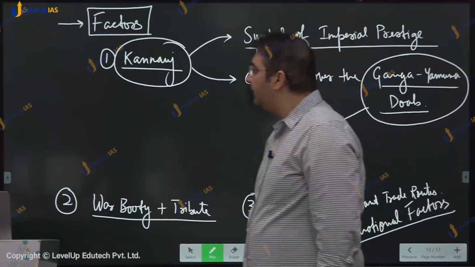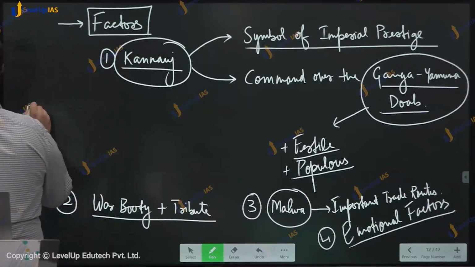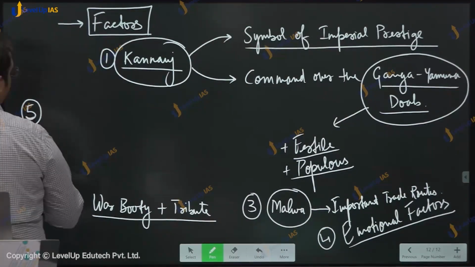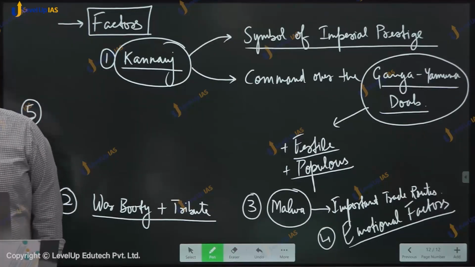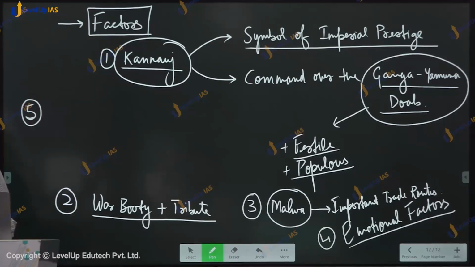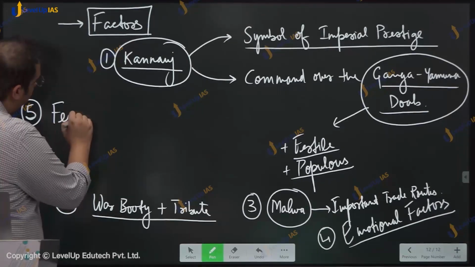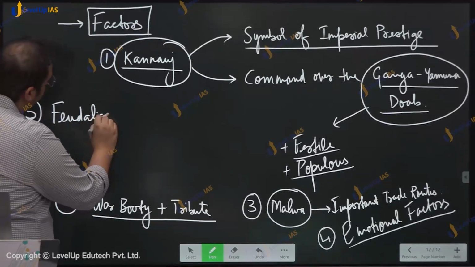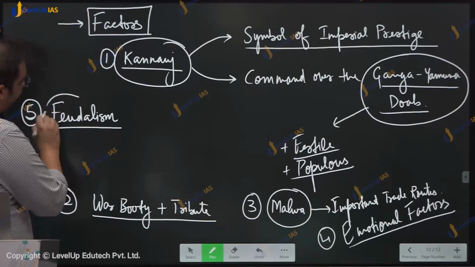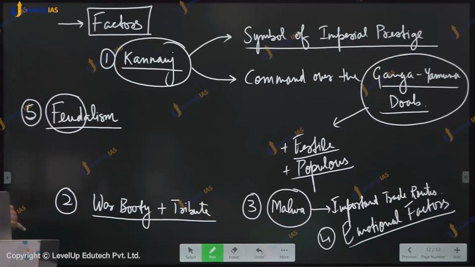Further, this period was also witnessing some other developments, some important socio-economic and political changes. आर एस शर्मा ने क्या बोला है, इस पीरियड में क्या हो रहा था? फ्यूडलिज्म हो रहा था, राइट? Now, the very word feudalism contains the word feud. Feud का मतलब क्या होता है? झगड़ा, warfare. Feudal lords are essentially warlords.